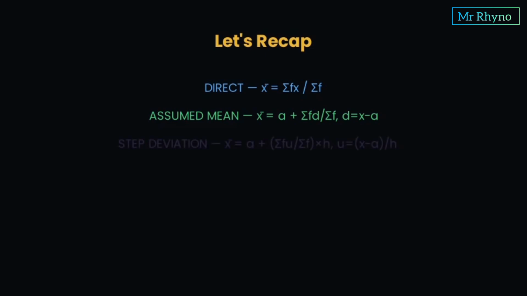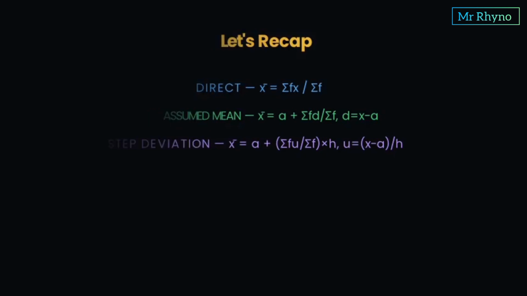Now let us bring it all together. The formula for the direct method is x bar equals the summation of fx divided by the summation of f. For the assumed mean method, x bar is given by a plus the summation of fd divided by the summation of f, where d is equal to x minus a. Then lastly, step deviation method: x bar is equal to a plus the summation of fu divided by the summation of f, multiplied by h, where u is x minus a divided by h.